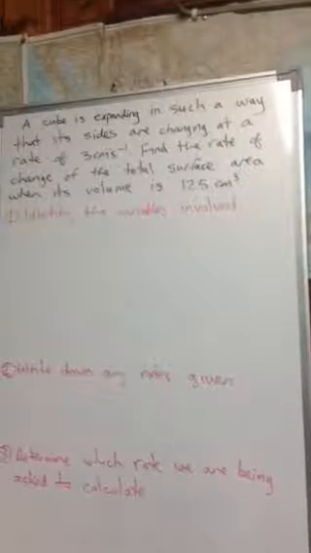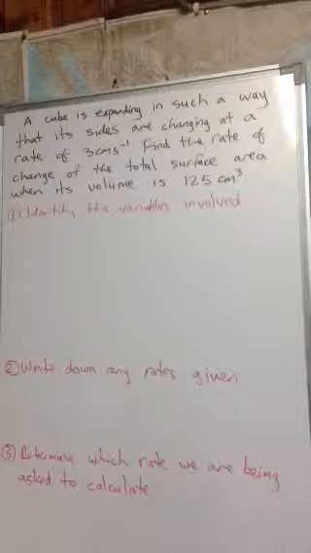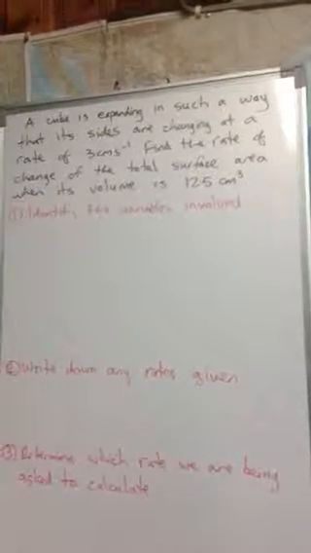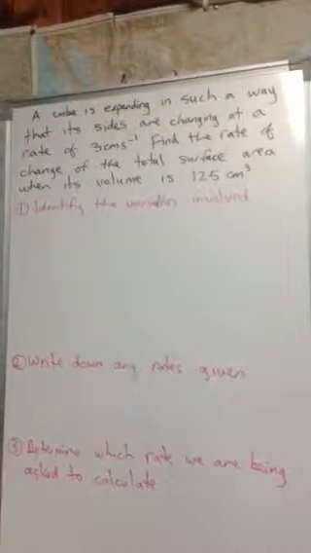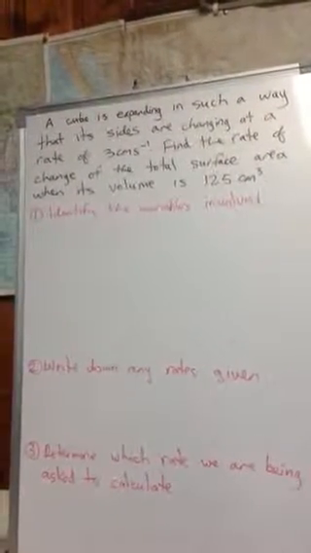A cube is expanding in such a way that its sides are changing at a rate of 3 centimeters per second. We are required to find the rate of change of the total surface area when its volume is 125 cm cubed.